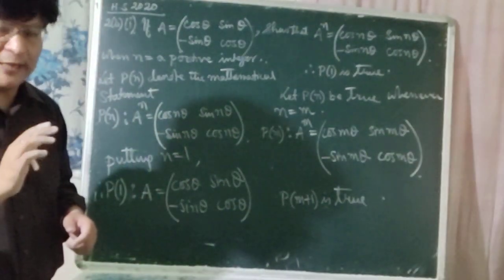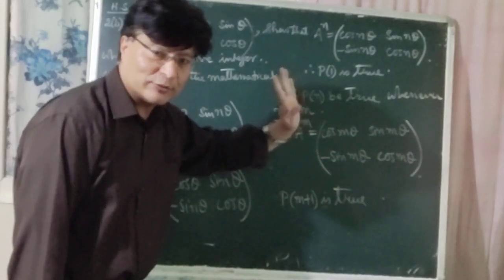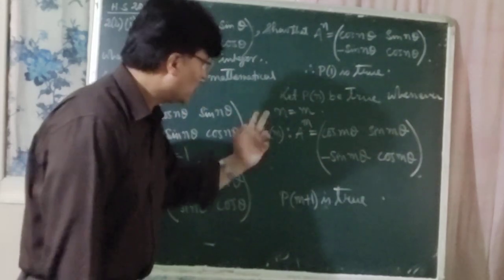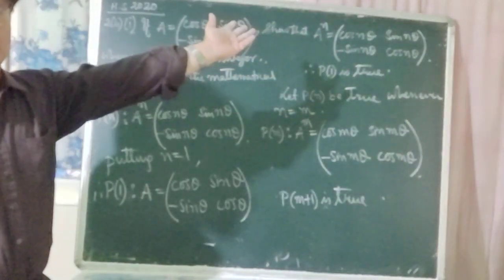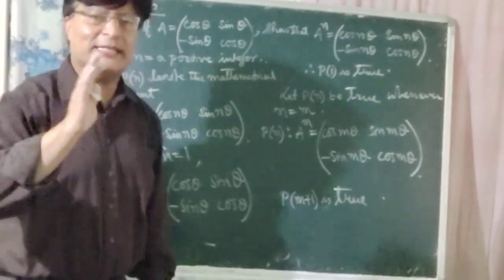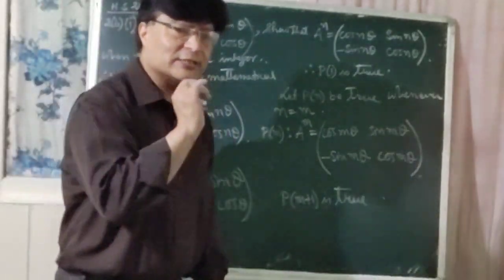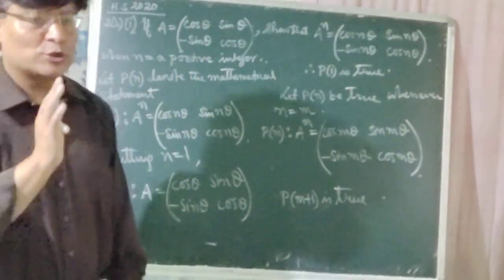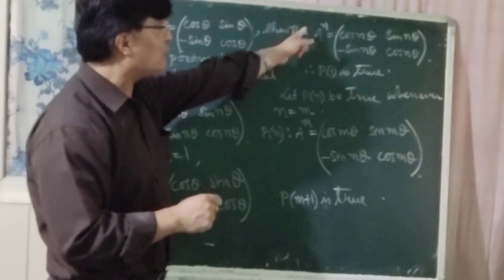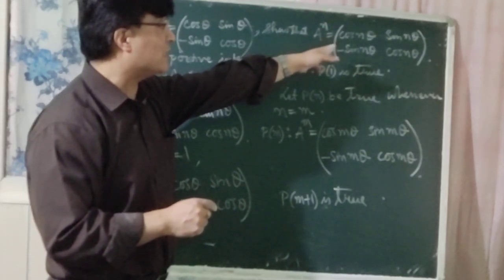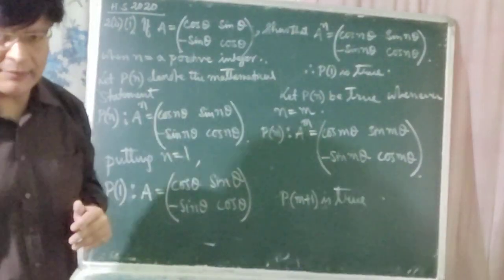If you prove it, what can we understand from it? If P1 is true, P2 is automatically true. If P2 is true, P3 is true. If P3 is true, P4 is true. If P4 is true, P5 is true. That is your generalization. That means it is true for all natural values of n. So this is known as the mathematical induction process. Hence, by the principle of mathematical induction, we can write down that this is always true, that is, a to the power n is equal to the matrix cos n theta, sin n theta, minus sin n theta, cos n theta. You have done this process in class 11, right?